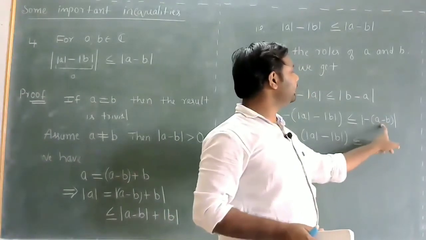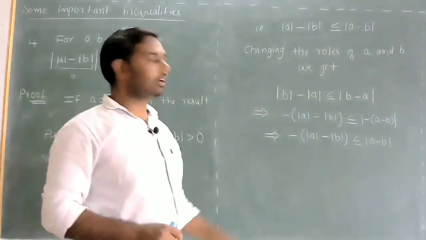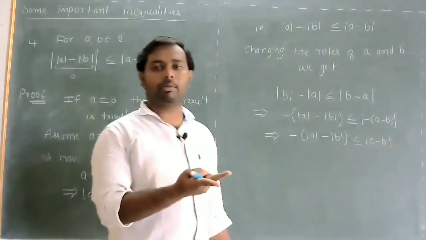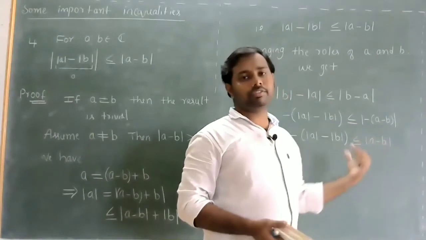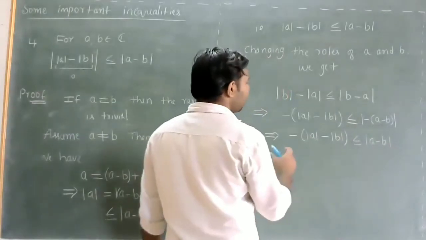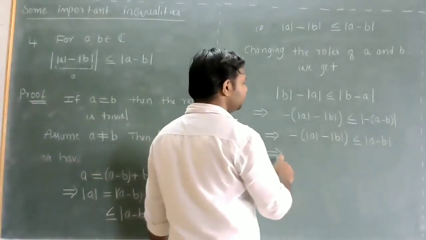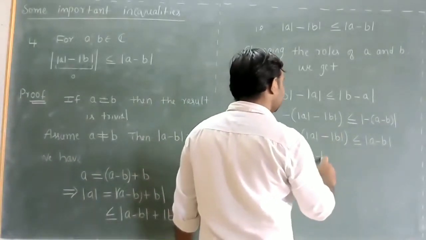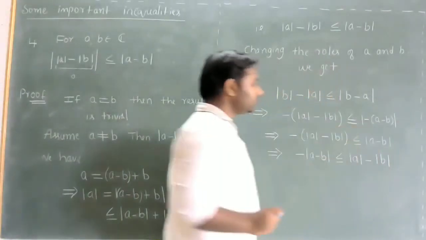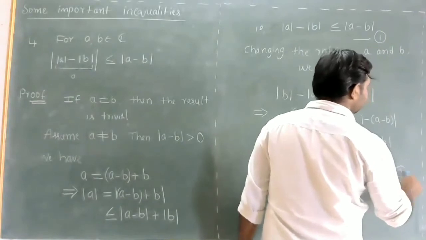So modulus of minus of A minus B is once again modulus of A minus B, because minus of A minus B means minus 1 into A minus B. Split the modulus for minus 1 and modulus of A minus B. Modulus of minus 1 is plus 1, so 1 into this is itself. Now this minus is there, so multiply by minus on both sides. So in that case, minus modulus of A minus B will be less than or equal to modulus of A minus modulus of B. So call this equation 1 and this equation 2.